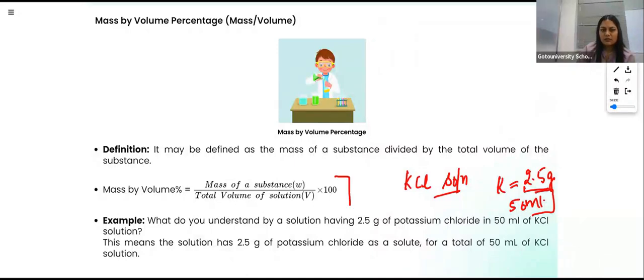So that means the total volume of solution is 50 ml, where the solute present is 2.5 gram. So by using this formula, that is 2.5, which is the mass of substance, and the volume of solution is 50, multiplied by 100, we can calculate the mass by volume percentage, right? I hope this is clear to you, how we are going to use these formulas in numericals. So these are the easy and basic formulas to calculate the concentration of solutions.